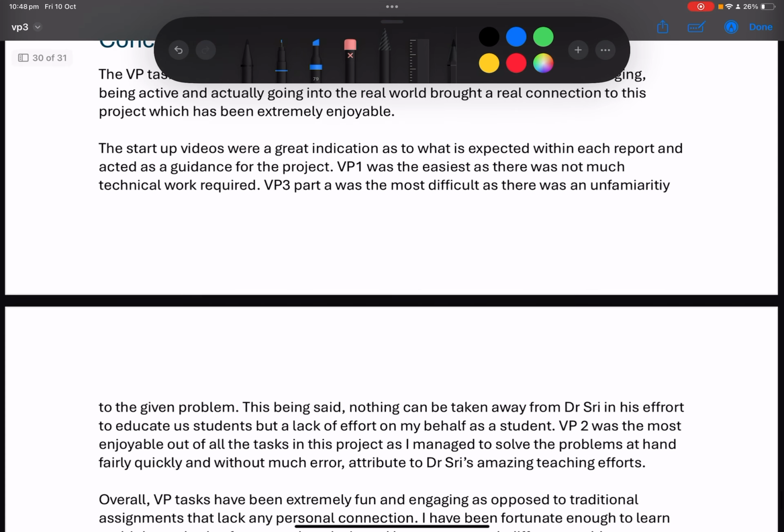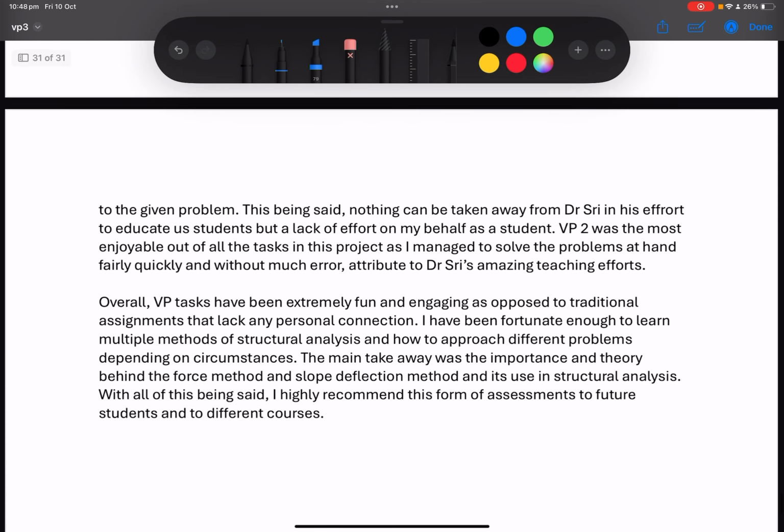And so yeah, I also want to thank Dr. Sri for his amazing effort in teaching his students. It's been a real pleasure being a pupil of Dr. Sri, and I hope that he's happy with the way students have been able to attempt his assignments this semester. And yeah, I hope my report is up to standards and I get good marks.